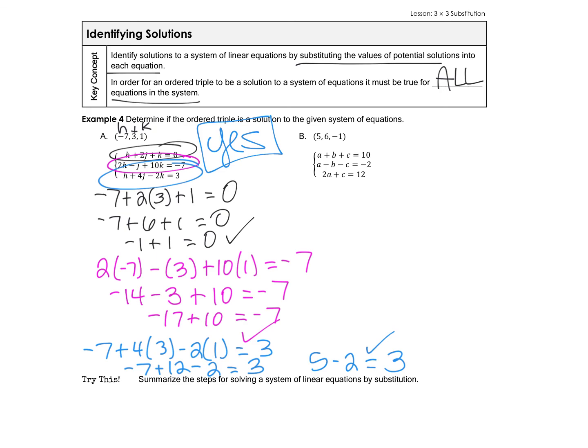So I want you to try B. First one's A, B, C. Plug them in, make sure it works for all three. You can pause it until you're done. I'm about to tell you the answer. The first one works, the second one does not, the third one does not. So this is a no. That would not be the correct solution.